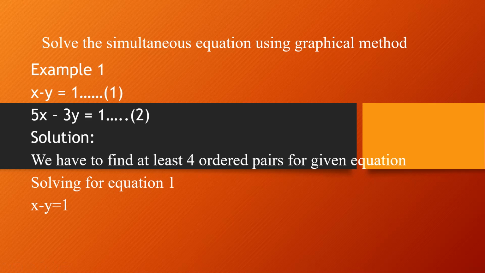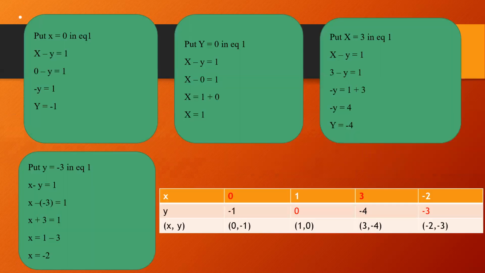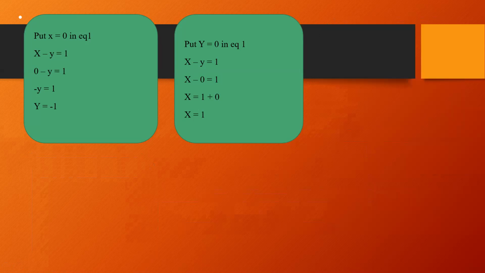Solving for equation 1, that is x minus y equals 1. Here we have been given some values of x and y. For example, these values which are in red color, 0, 0, -3 and -3, are given in the question. So by using these given values, we can find the other unknown values. Okay, so we will find these values.